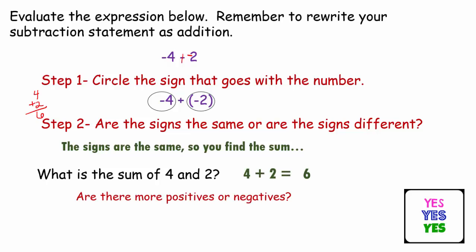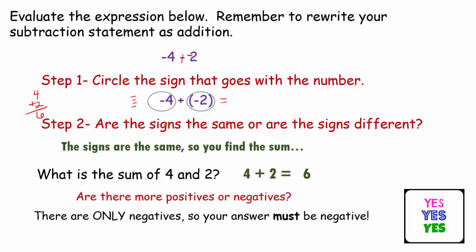Are there more positives or more negatives? Well, let's take a look. Here I have 4 negatives. Here I have 2 negatives. Hey, there's only negatives, so your answer must be negative. -4 plus -2 is actually -6. 4 plus 2 is 6. We only have negatives, so the result will be negative.